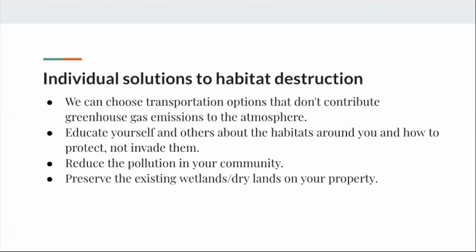Individual solutions to habitat destruction. We can choose transportation options that don't contribute greenhouse gas emissions to the atmosphere. This would include taking your bike, using your rollerblades, skating, or walking. Educate yourself and others about the habitats around you and how to protect, not invade them. Reduce the pollution in your community. This would include recycling, composting, and not using plastic items, and preserve the existing wetlands and drylands on your property. You can do this by growing plants and veggies to help control flooding or trees to provide more oxygen.